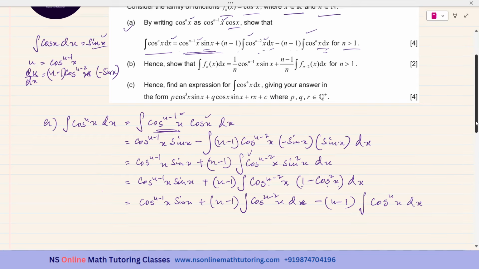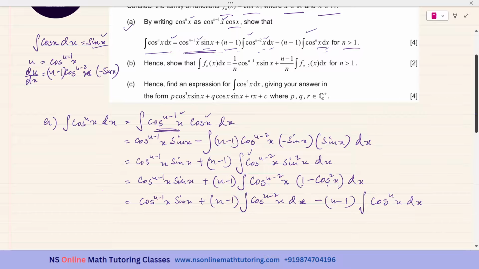Let us look at the given expression. See, plus (n-1) times the integral of cos to the power of n-2 x dx minus (n-1) times the integral, again an integral, cos to the power of n x dx.